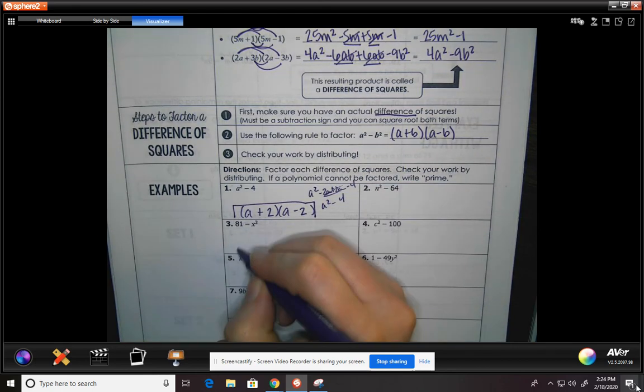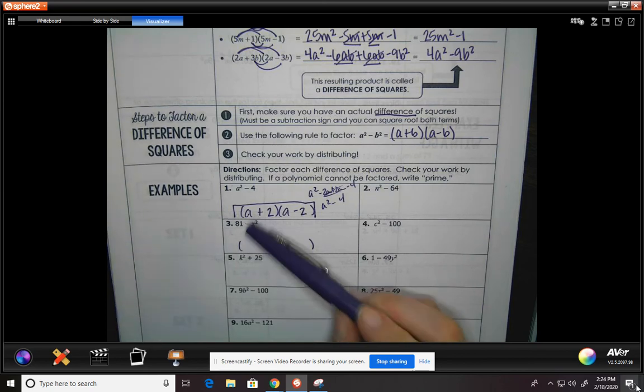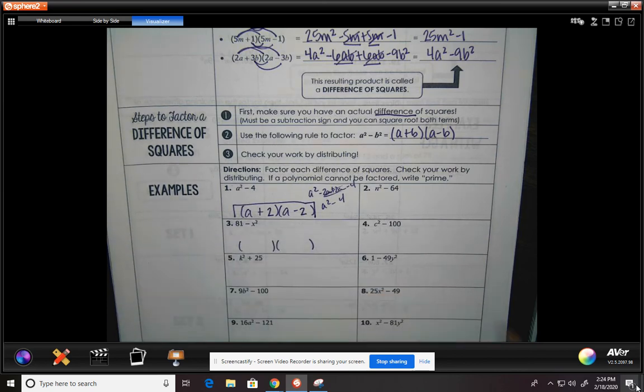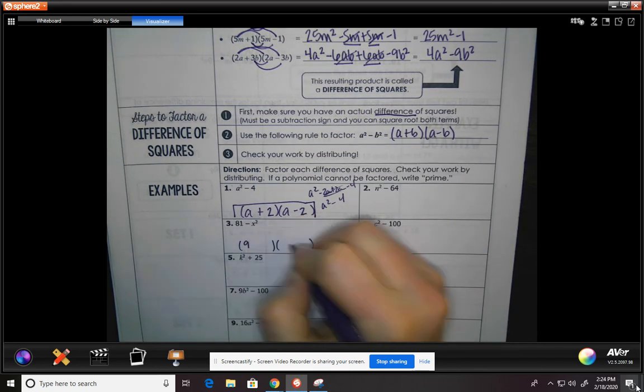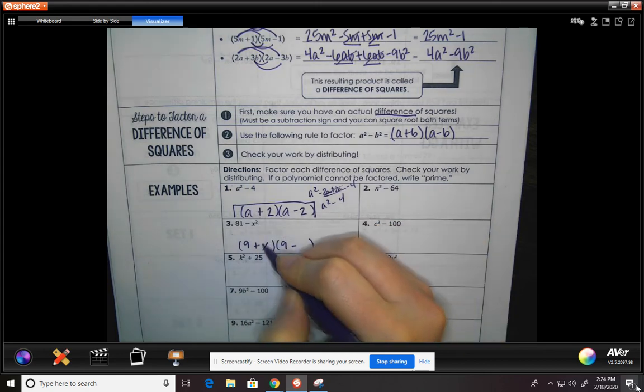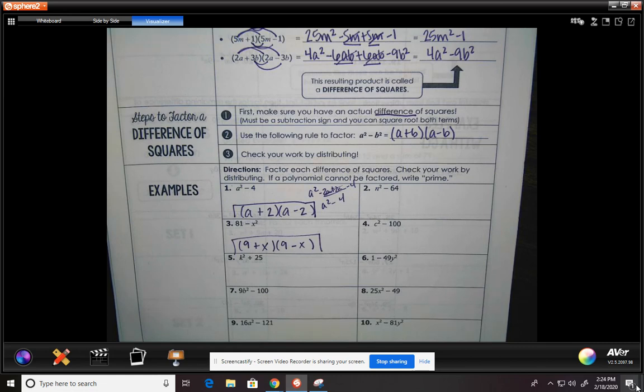Okay, for number 3, the first thing we're going to do, we're going to open up those parentheses. Okay, it's a minus sign. These are perfect squares, so the square root of 81 is 9. So I put 9 in the first spot, a plus and a minus, and the way we split x squared is x and x. You would double distribute to see if they work.